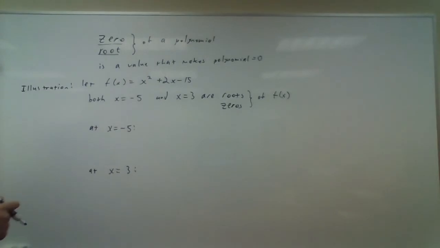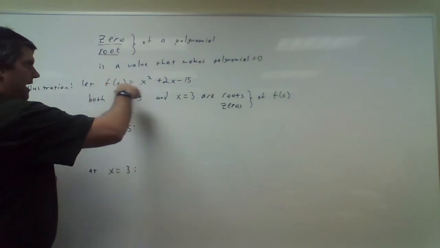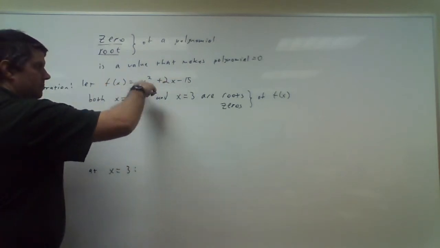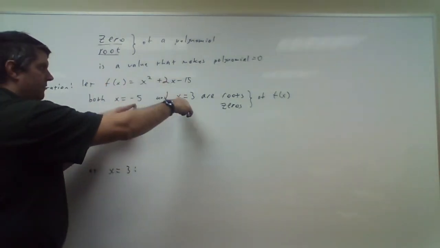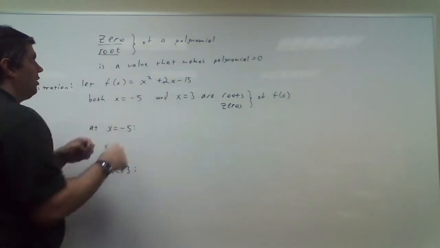Okay, I'm going to be talking about zeros of polynomials here. A zero of a polynomial is a value of x that would make the polynomial equal 0. So for instance, in the case of this problem, if f of x was to be this, both -5 and 3 are roots or zeros of this polynomial.